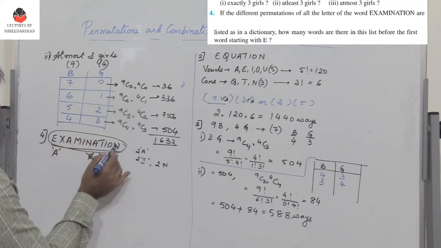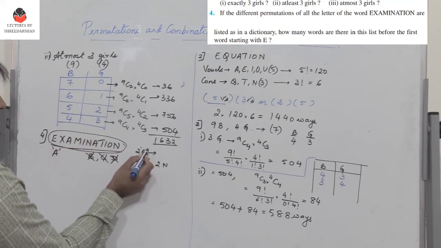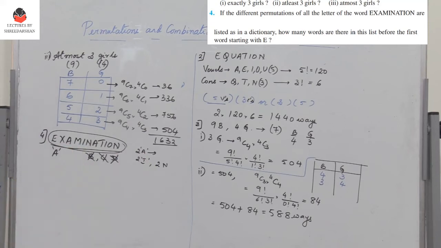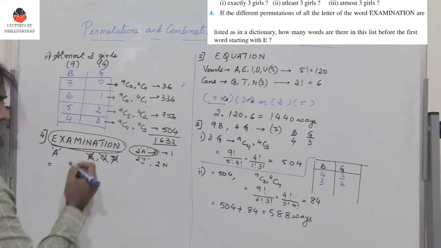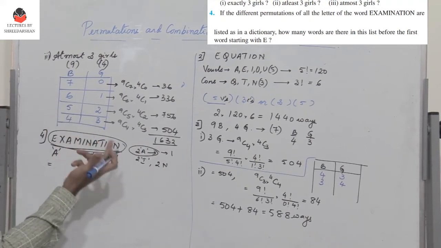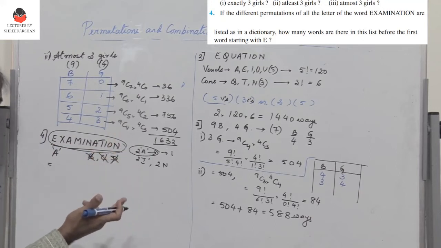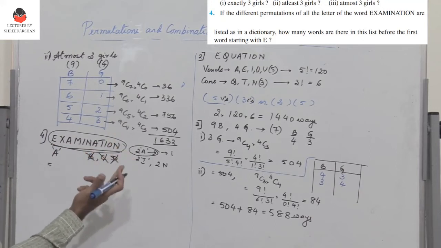So among these 11, I have to consider all the alphabets which are before E. So therefore these two A's are considered as 1, right? Because before E you have A itself. So whether you have 2 A's or 1 A, it remains the same.